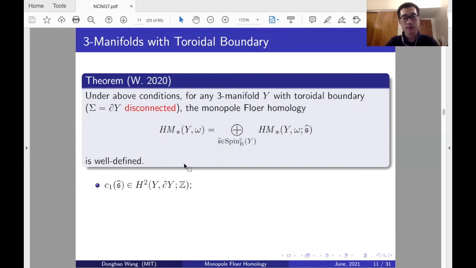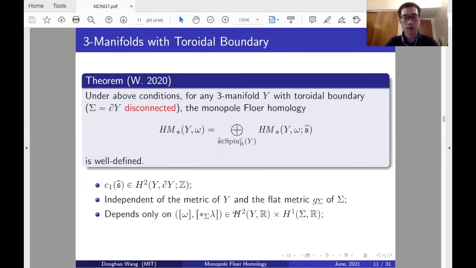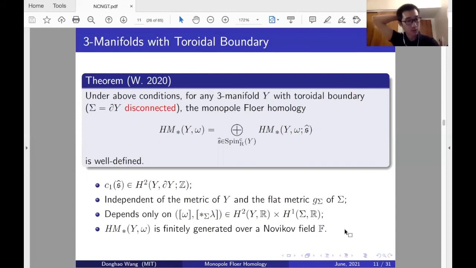And our next step is to understand the invariance of this group. The best we can say at this point is the following. First, this group is independent of the interior metric on Y and the flat metric of the boundary. Secondly, this group depends at most on the cohomology class of omega and the cohomology class of Hodge star of lambda. Finally, this group is finitely generated over a Novikov field. So in this case, we do have a very nice topological invariant.